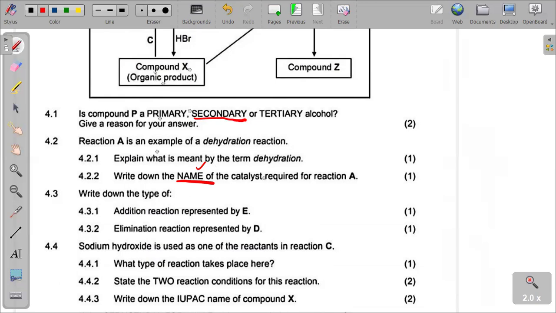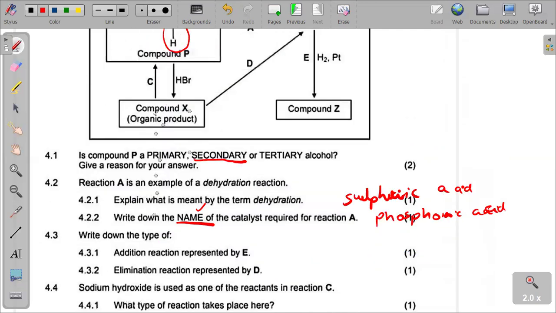So our catalyst is either sulfuric acid. We can use concentrated sulfuric acid, or we can use phosphoric acid. So we can indicate sulfuric acid, or we can use phosphoric acid. We'll still be okay to say that. Okay, so let's go to the next question.